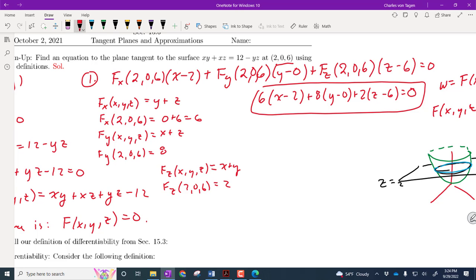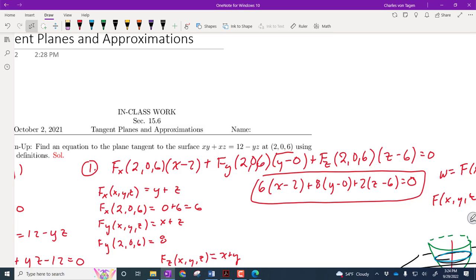And the idea here is, if you're not sure where that came from, when we derived this back in the pre-work, we said we're going to take the gradient of our f and dot it with x minus a, y minus b, z minus c. And the observation, which goes back to what we just said, is that the gradient is always orthogonal to a level curve if it's a function of two variables.